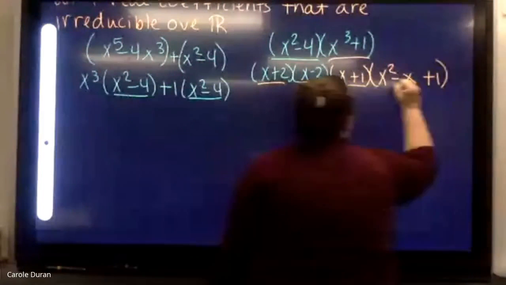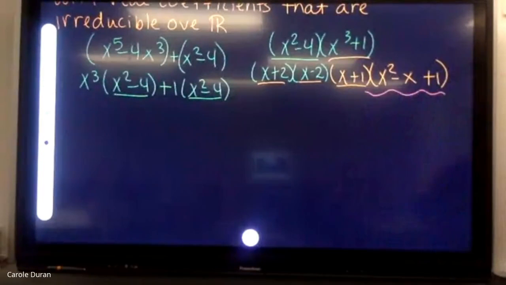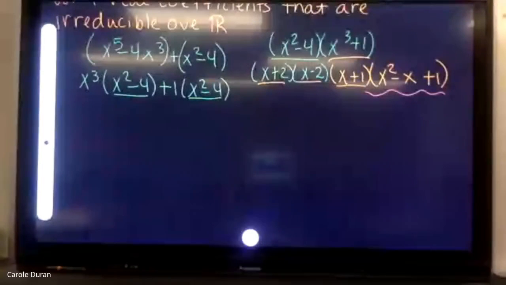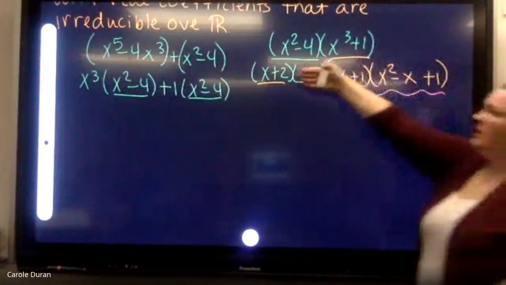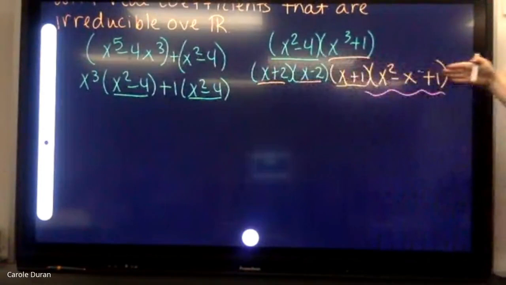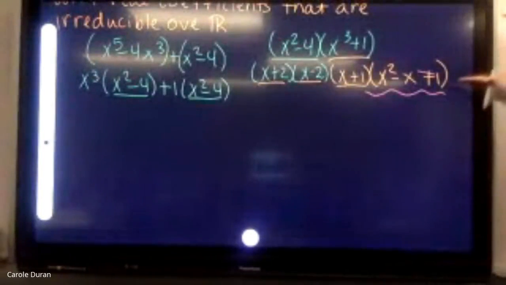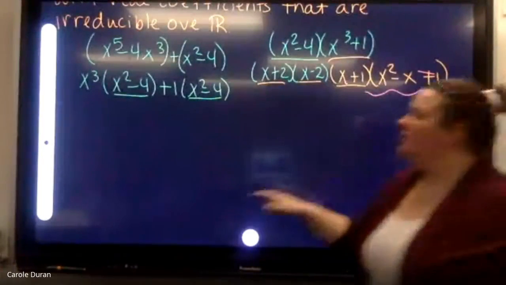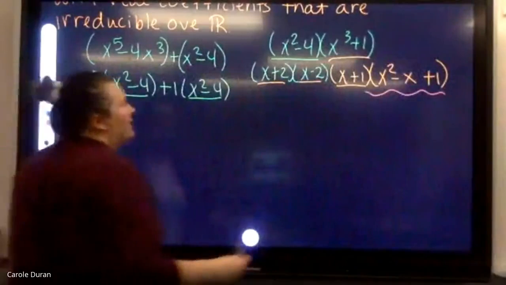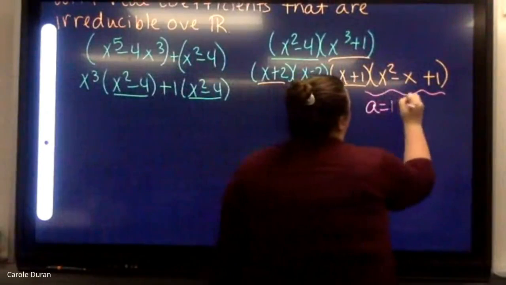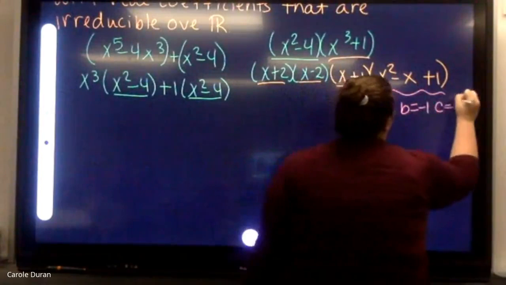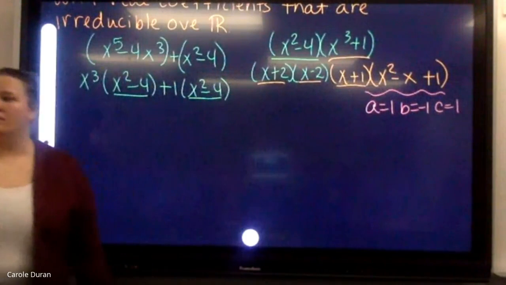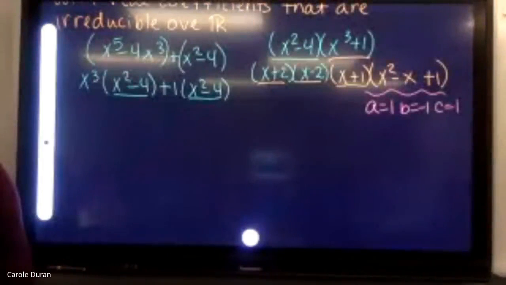Okay, so I'm going to take this quadratic and decide, is it going to have real zeros or is it going to have complex zeros? If it has complex zeros, then this right here is my final answer for part A. If it has real zeros, then I need to factor this or find the zeros and write them as factors, and then I'm done. So we're going to use the quadratic formula. My A value is 1, B is negative 1, and C is 1. I just pulled the coefficient from in front of each of those terms.